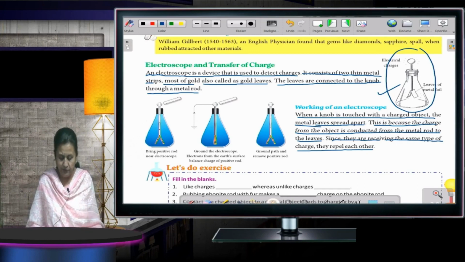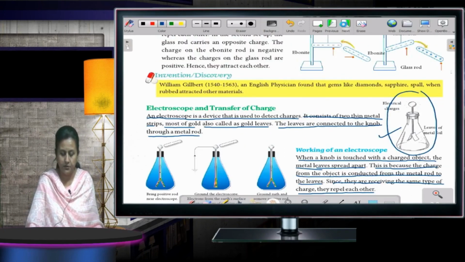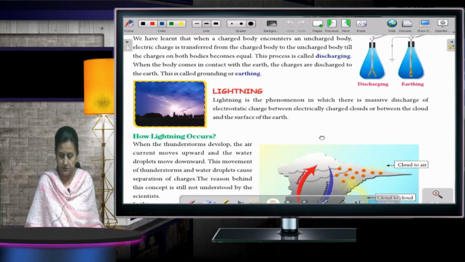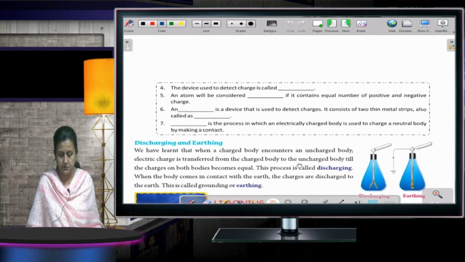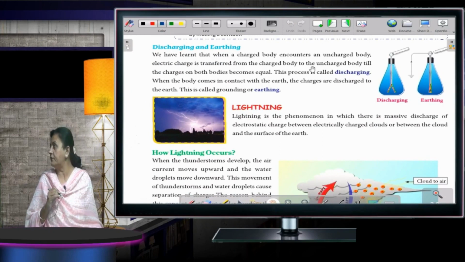Now, moving to the next one. You can see on your screens here. It is clearly visible now.